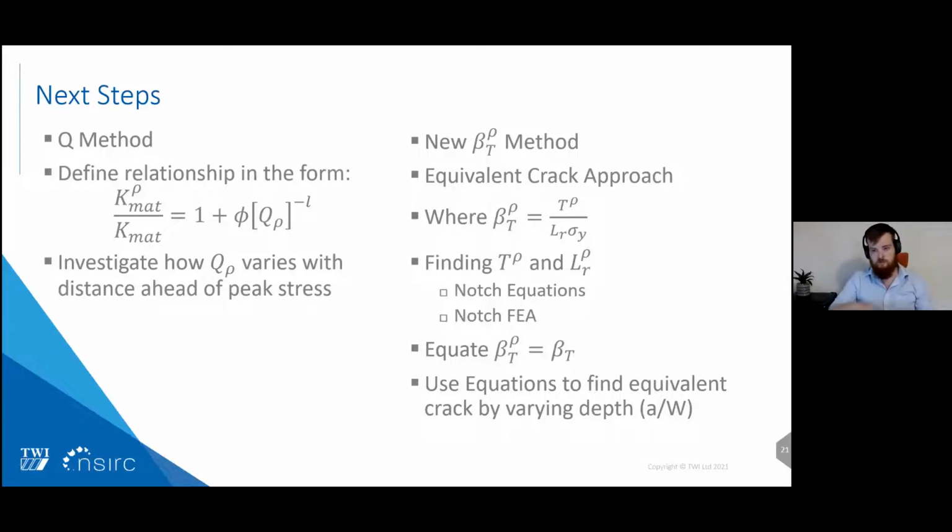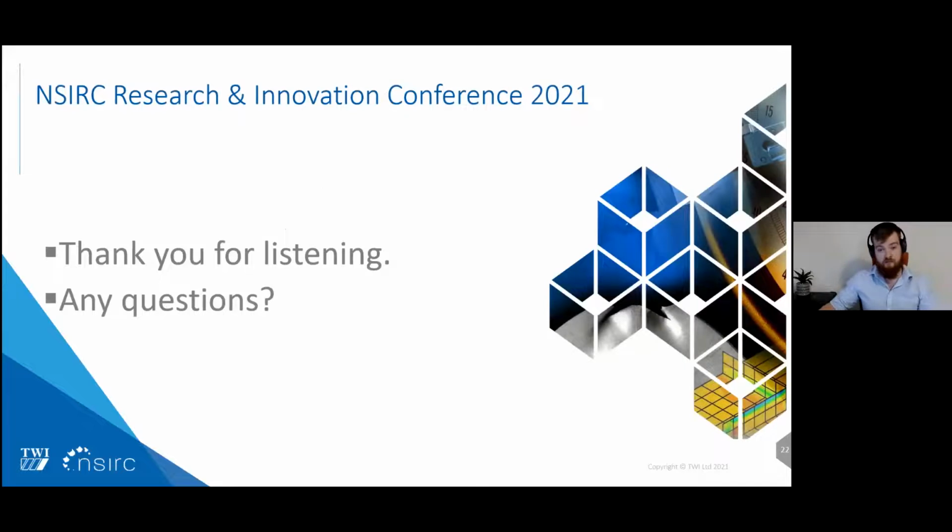An alternative approach, which we are just in the beginning stages of developing and investigating, another constraint approach though, is to look at an equivalent crack approach using beta T or beta T row. This is using a measure of T stress to compare our notch specimens to our cracked specimens, and then using relationships as defined for cracked specimens to see if we can find an equivalent crack by varying the depth A over W. I thank you very much for listening, and I do welcome any questions. Thank you very much.